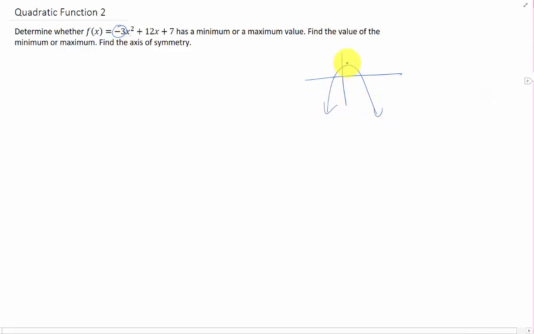Well, what does that mean? Well, that means that this vertex here is the highest point on the graph. That means it's a maximum. So we've answered that part of the question. Our function does have a maximum because this parabola opens downwards.